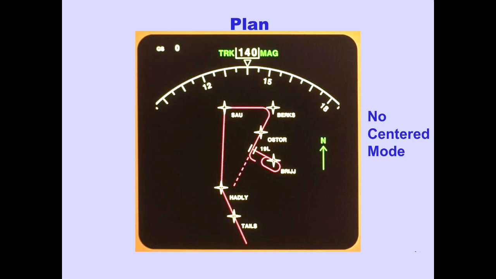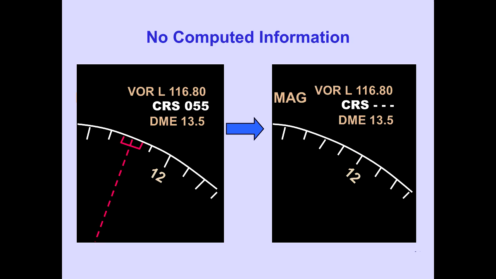This is a typical plan mode display. It displays a true north up static route depiction. When no computed information is received, numeric information is replaced by dashes, or the indicator is removed.